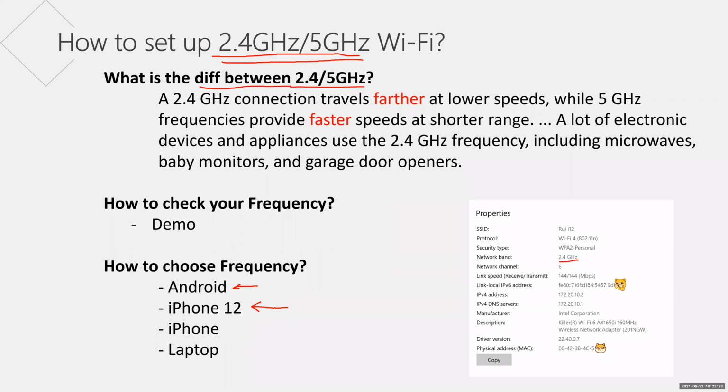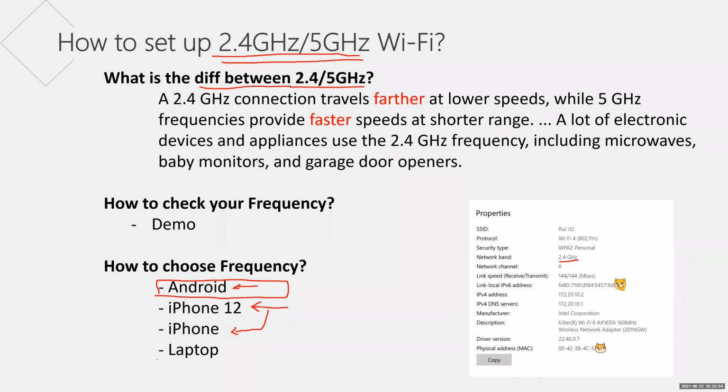But if you don't have these options, which means you have an older iPhone, then you are not able to create a 5 gigahertz hotspot, I guess. So don't worry if you cannot. But if you have an Android phone, it will be much easier.